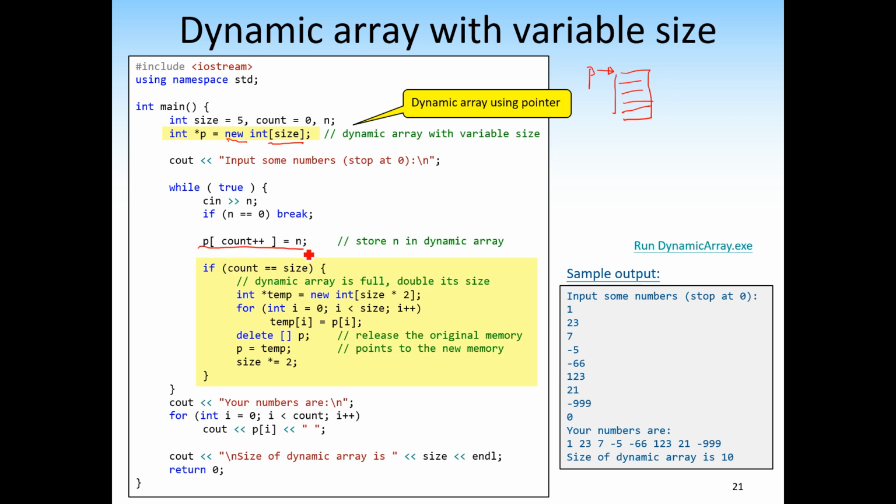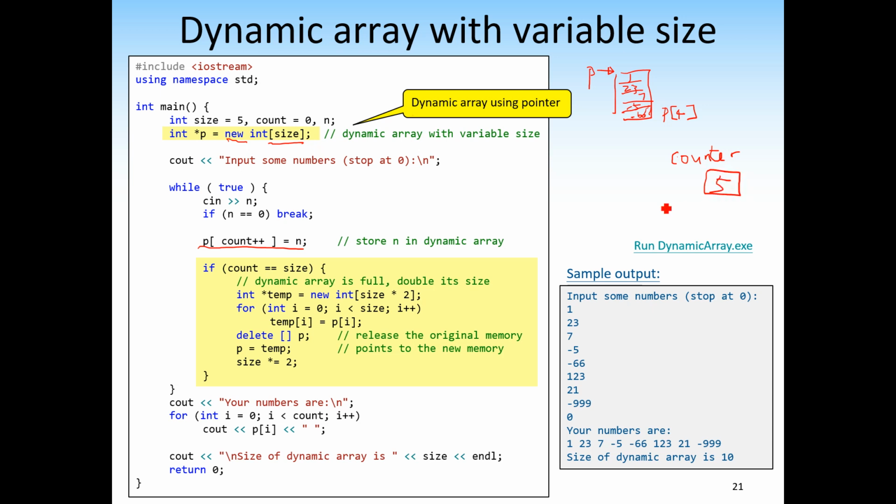So when we input, each time we just save it into the memory. So 1 is saved into index 0. 23 is saved into 1. And then 7 saved into 2. -5 saved into 3. And then -66 saved into P4. Right? So when we got P4, it means that counter plus plus, it turns to be counter equals 5. So at this moment, counter turns to be 5.